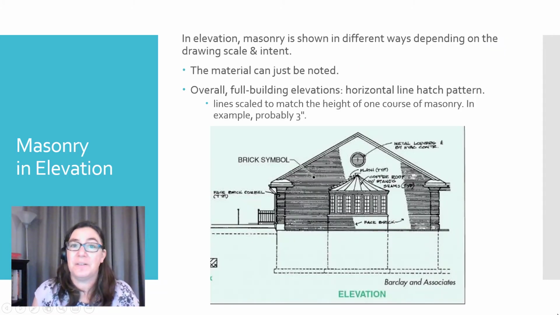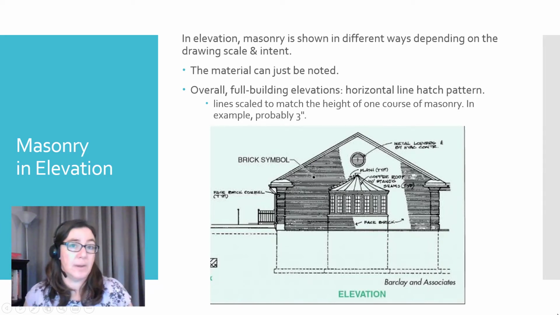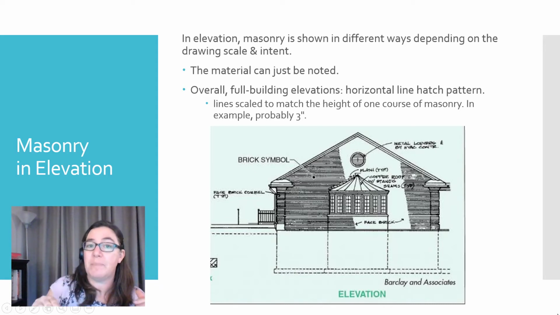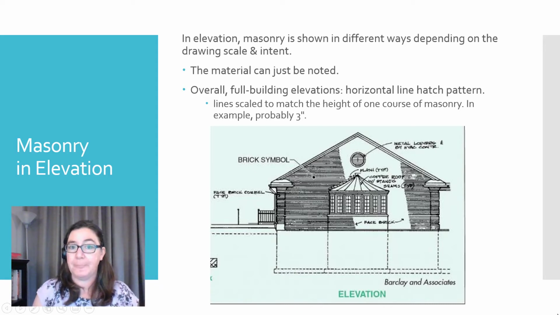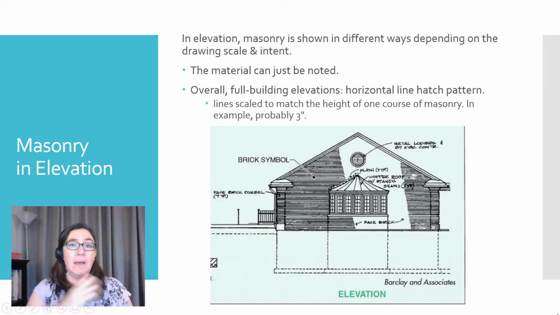Moving on to elevations, masonry can be shown in a couple of different ways, depending on the drawing scale and the drawing intent. First of all, it could just be noted. Like I said with plans, if that's not the intent of that particular drawing, you can just make a note, masonry here. All right. But it is fairly common to show a horizontal line pattern for brick masonry. Right? And the lines are scaled to match the height of one course of masonry. So we would see those horizontal lines, but not necessarily the vertical lines in between individual bricks.